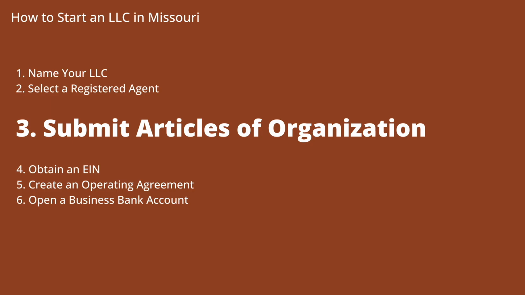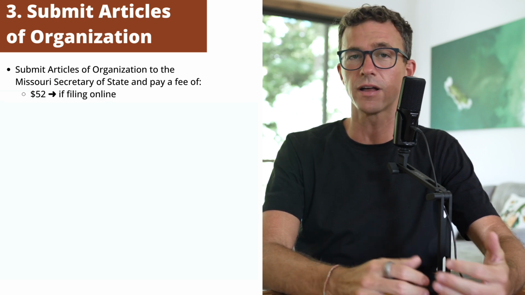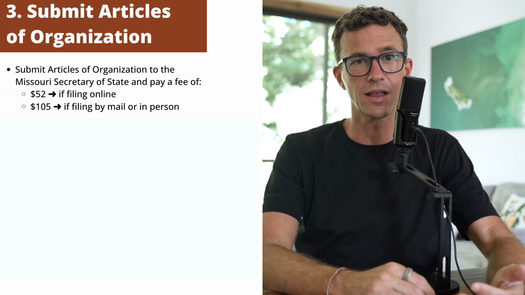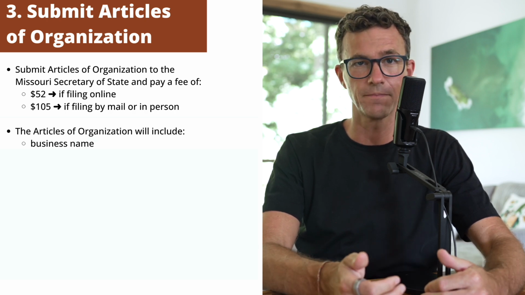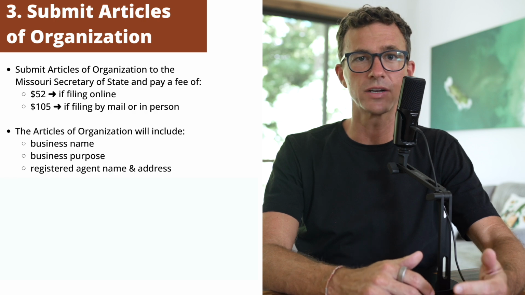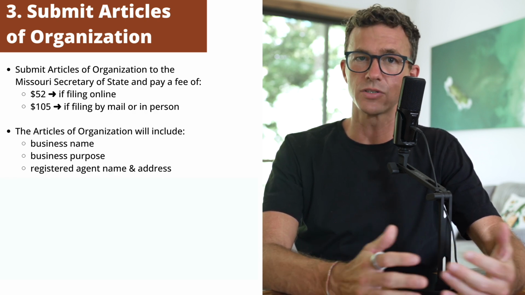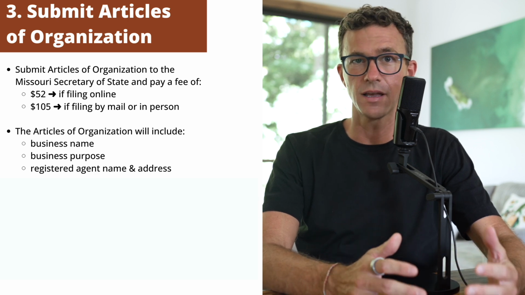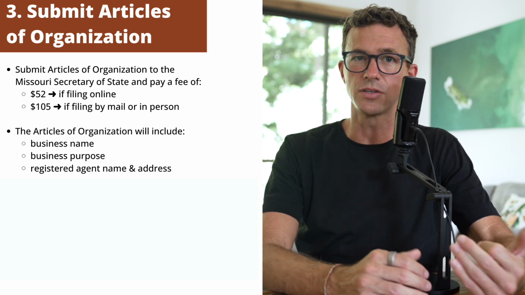Step 3, submit articles of organization to the Missouri Secretary of State and pay a fee of $52 to file online or $105 when filing by mail or in person. The articles of organization will include business name, business purpose, the name and address of your registered agent, will your LLC be member managed or manager managed, the events, if any, on which the LLC is to dissolve, or the number of years the LLC is to continue.